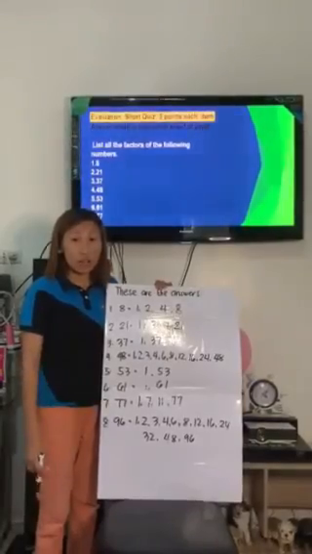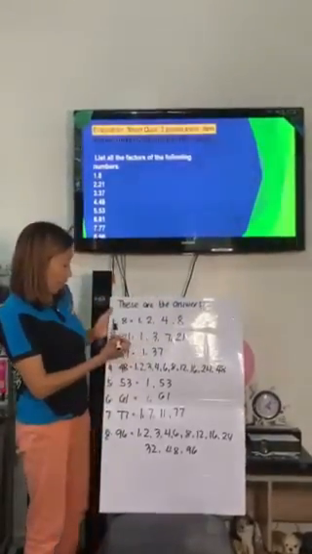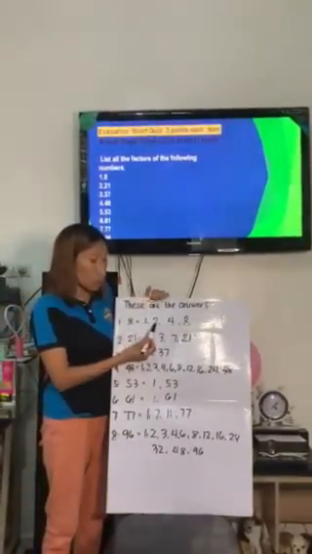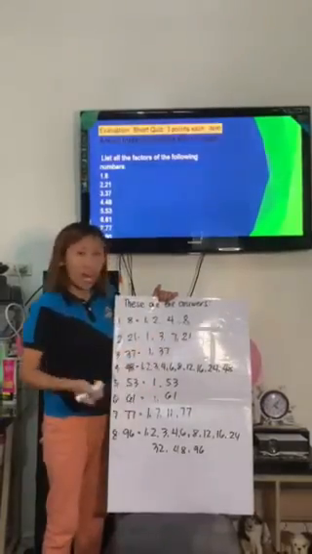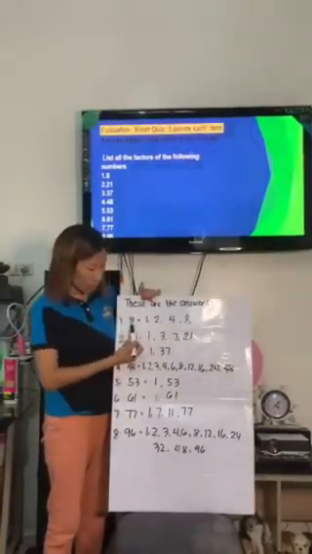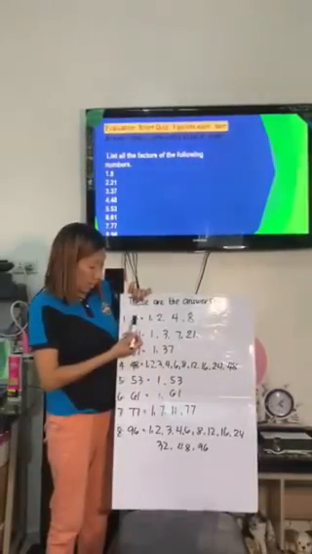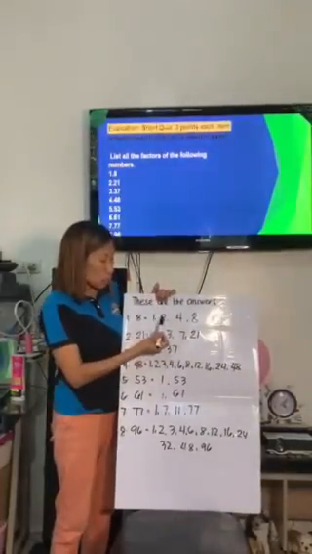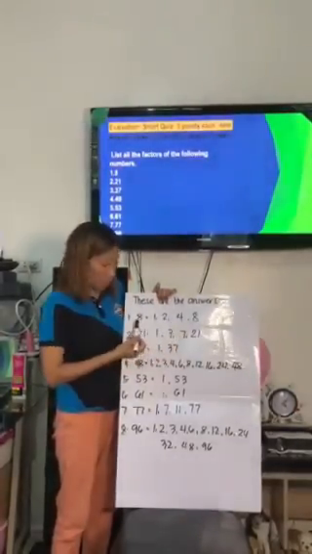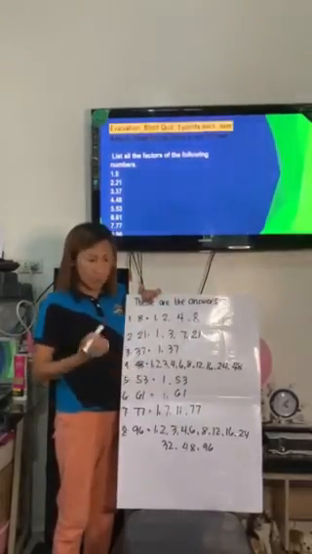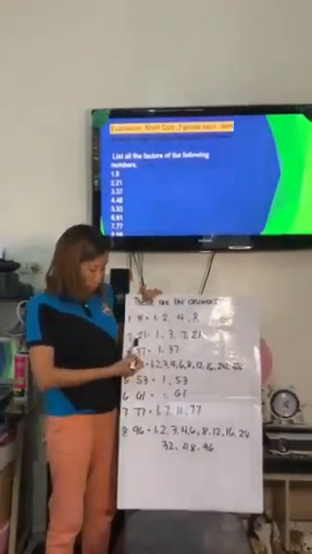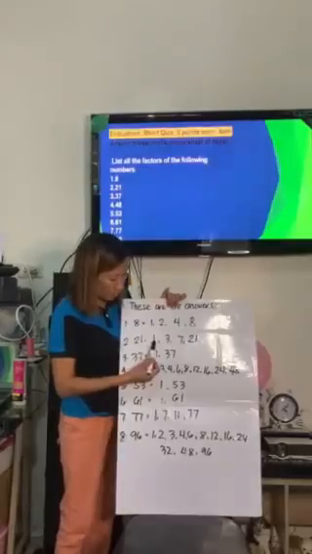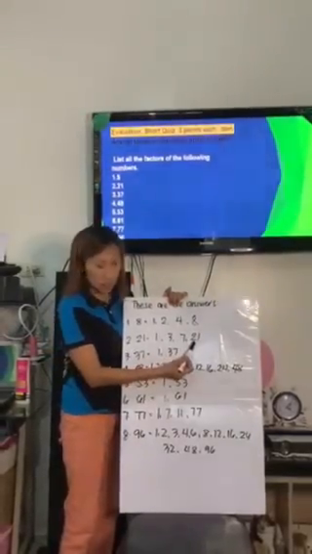Class, this is the answer to the following factors. We have number 1, 8. The answers are 1, 2, 4, and 8. How will you get this answer? 1 times 8, the answer is 8. 2 times 4, the answer is 8. Same process also in number 2. We have here the given number 21. So the answers are 1, 3, 7, and 21.